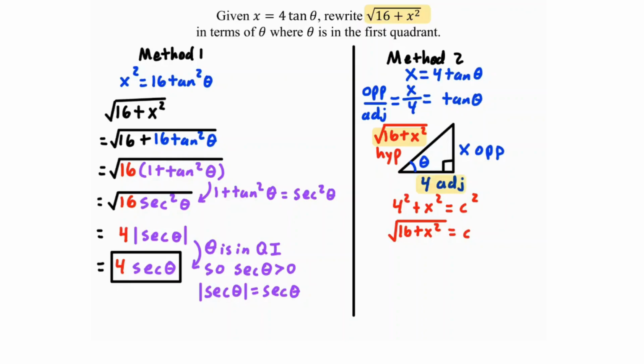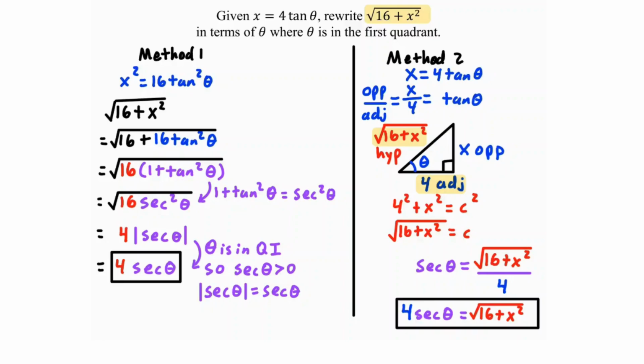So hypotenuse and adjacent. What relates these two are two things. One, you can use cosine, which is adjacent over hypotenuse, or we can use secant, and that's the one we're going to use. Recall that secant theta is equal to hypotenuse over the adjacent. So secant theta is equal to square root of 16 plus x squared over 4. Multiply both sides by 4, and we get 4 secant theta is equal to square root of 16 plus x squared. And that's what we're trying to find.